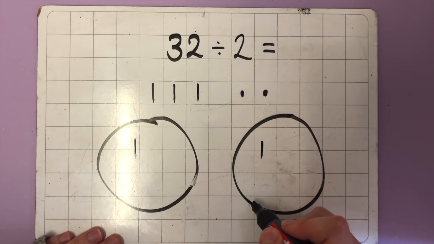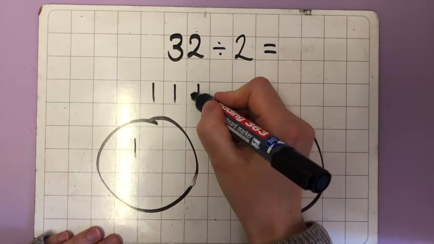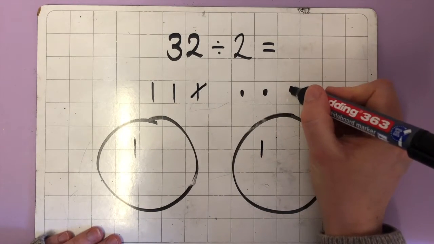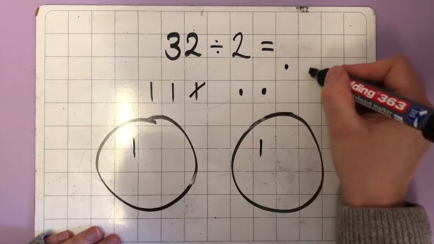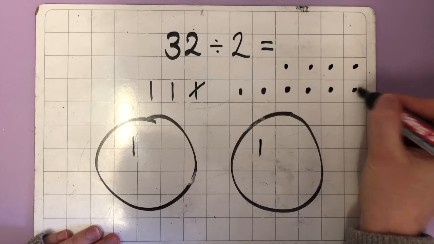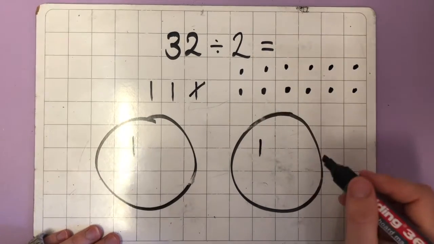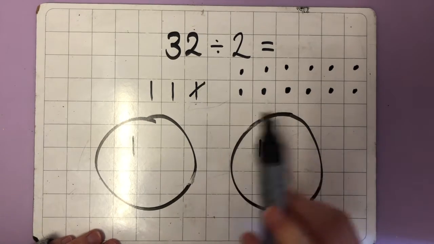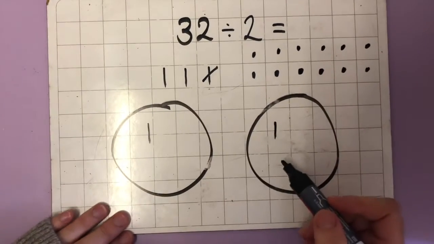What do I need to do? Well done if you remember. I need to exchange that 1 10 for 10 1s. 1, 2, 3, 4, 5, 6, 7, 8, 9, 10. Okay, so now I've exchanged that 1 10 for 10 1s. I can now have a go at sharing them.